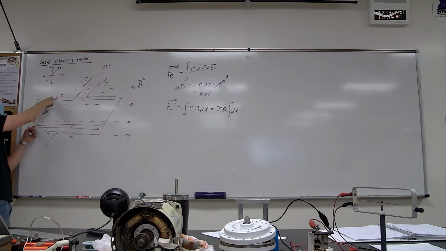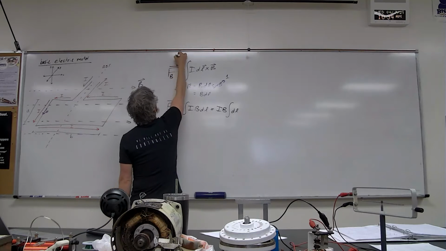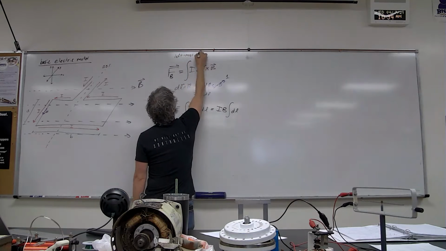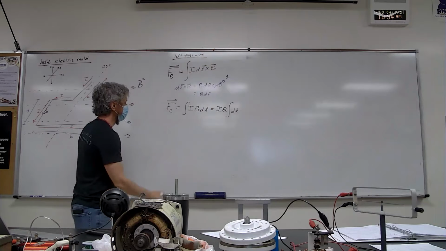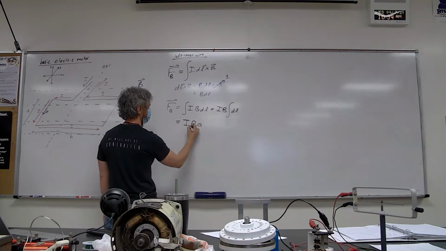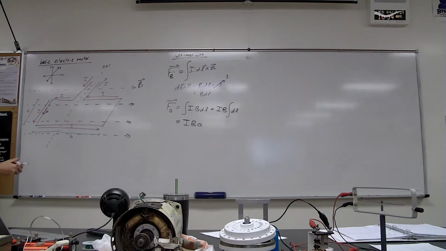But dl is not just L. In this case, it's what? A. It's going to be A here, on this particular wire. So this is the leftmost wire. And so the magnetic force here is going to be I times B times A. Okay. And what direction does it point? Points up, right?